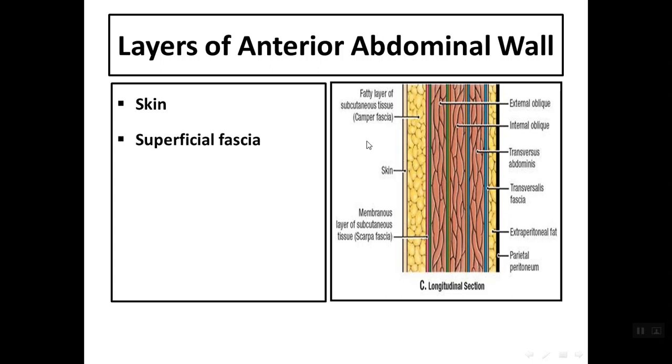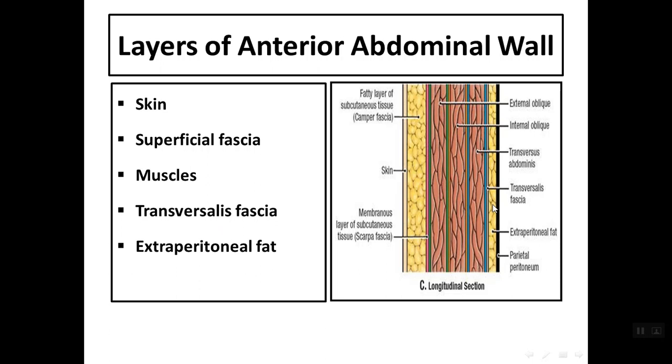superficial fascia, which consists of two layers, an outer fatty layer and an inner membranous layer, a layer of muscle. Next, we have a layer of fascia, which is called transversalis fascia, extraperitoneal fat, and lastly is the parietal peritoneum that lines the anterior abdominal wall.